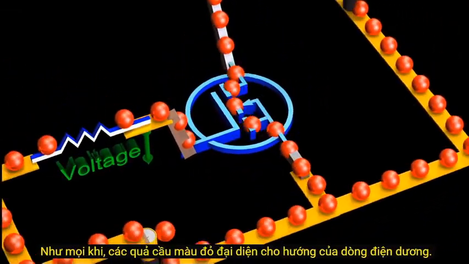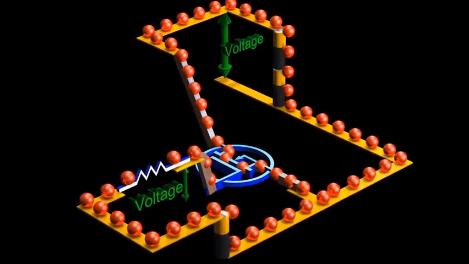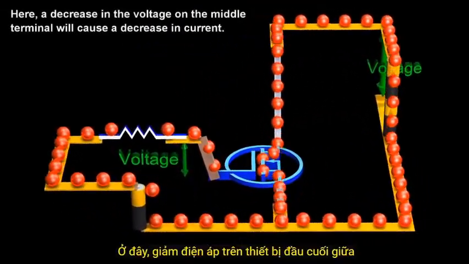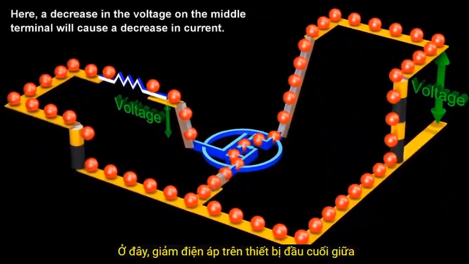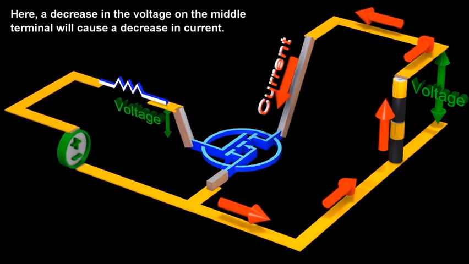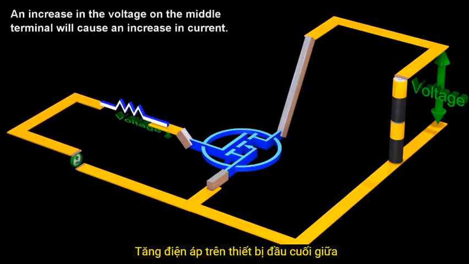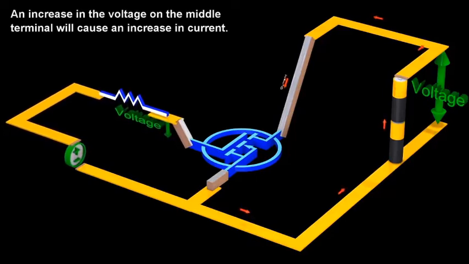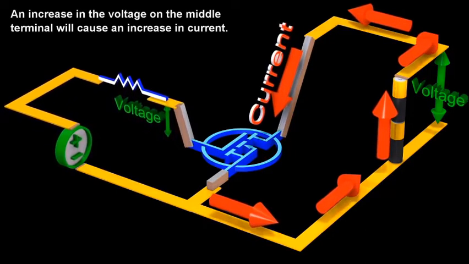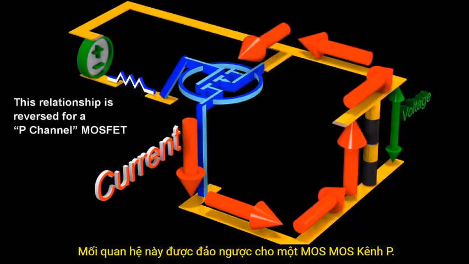As always, the red spheres represent the direction of positive current. Here, a decrease in the voltage on the middle terminal will cause a decrease in current. An increase in the voltage on the middle terminal will cause an increase in current. This relationship is reversed for a p-channel MOSFET.